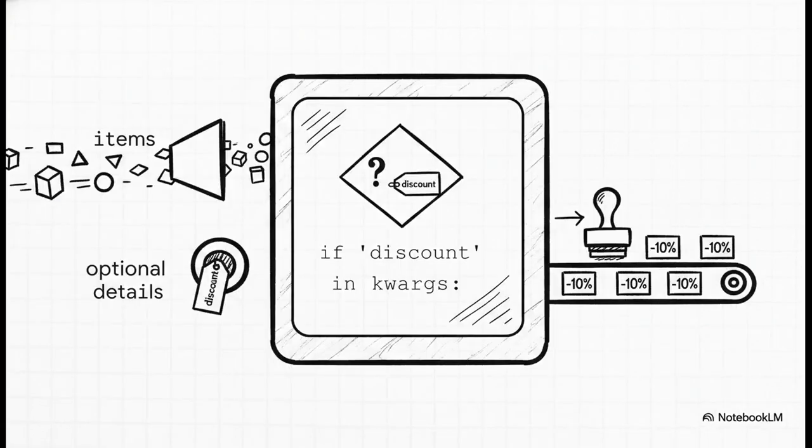Now, upgrading our function with *args with **kwargs lets us handle all those optional named details. We can now just check, hey, is a discount key inside the kwargs dictionary? If it is, we apply it. If not, no big deal. The function just keeps running without an error. Now that is true flexibility.